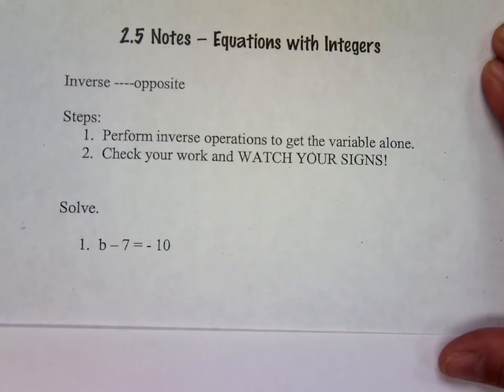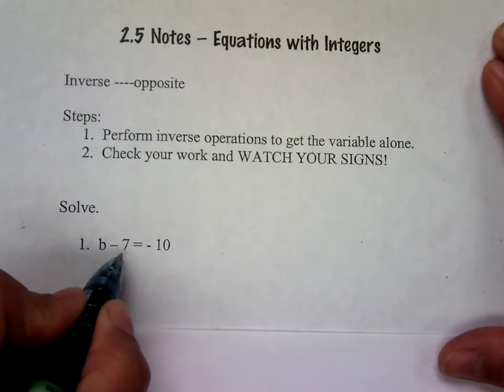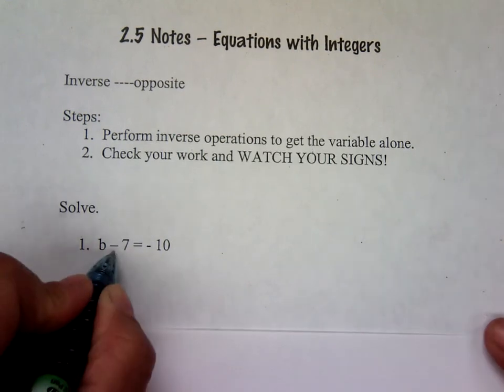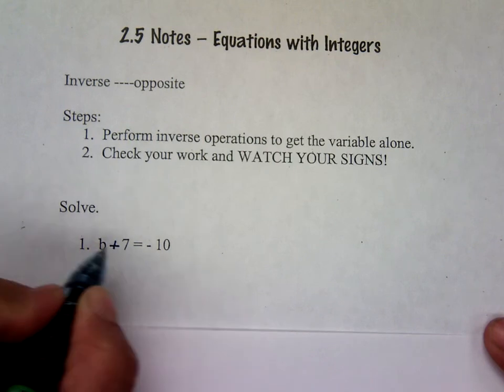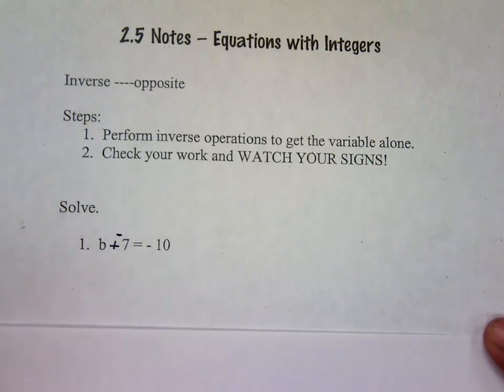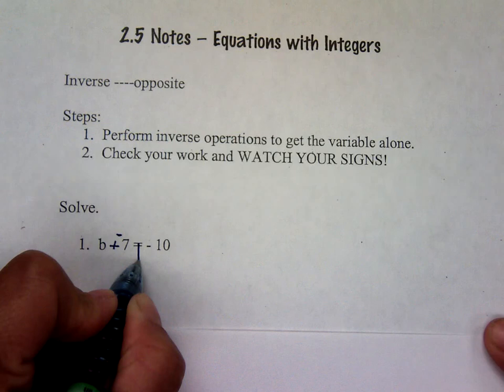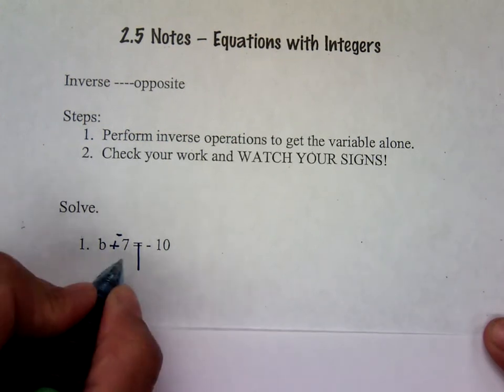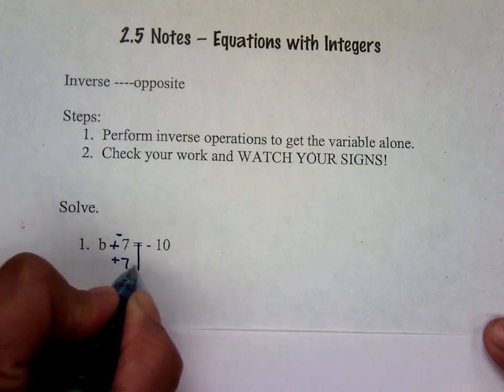So let's look at number 1. B minus 7 is equal to negative 10. Remember we had said you change your subtraction sign to addition. This 7 becomes a negative 7. Now this is your algebra. The inverse of negative 7 is positive 7. So you're going to add 7 on both sides of this line.